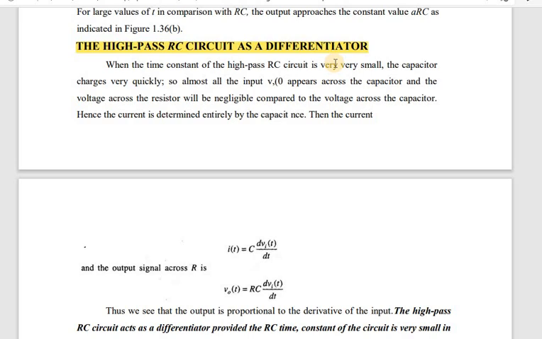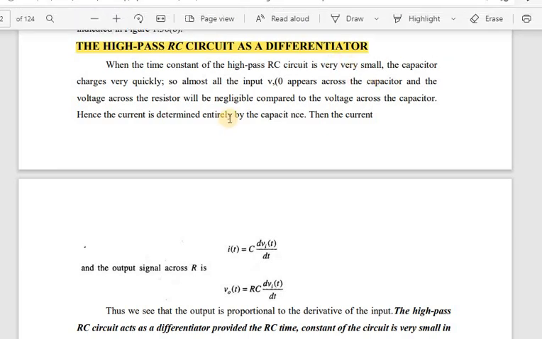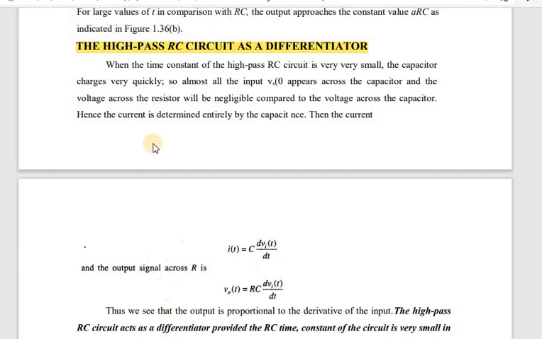The name itself tells us that, under these circumstances, the voltage drop across the resistor will be very small in comparison with the voltage drop across the capacitor. Hence the total input voltage will appear at the capacitor, because the voltage drop at the resistor is negligible, and the capacitor charges very quickly. Hence the current is determined entirely by the capacitor itself.